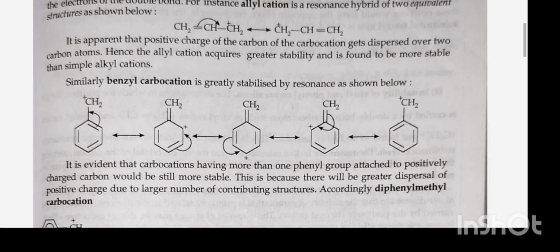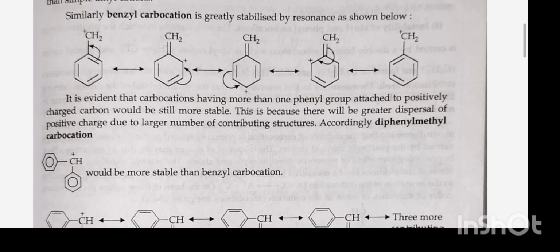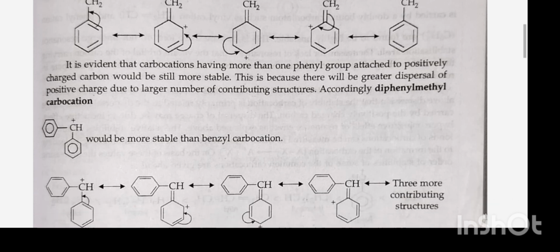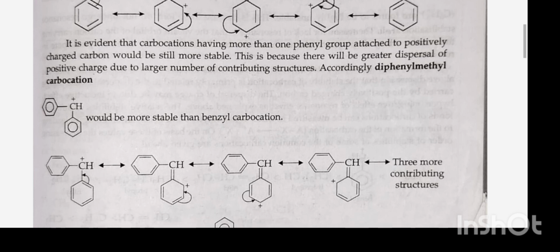Similarly, the benzyl carbocation is greatly stabilized by resonance as shown below. It is evident that a carbocation having more than one phenyl group attached to a positively charged carbon would be still more stable. This is because there will be a greater dispersal of positive charge due to a large number of contributing structures. Accordingly, the diphenyl methyl carbocation would be more stable than the benzyl carbocation.